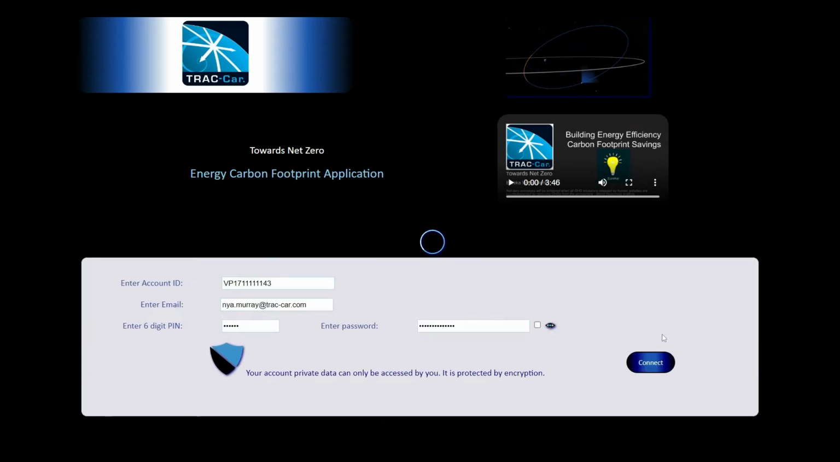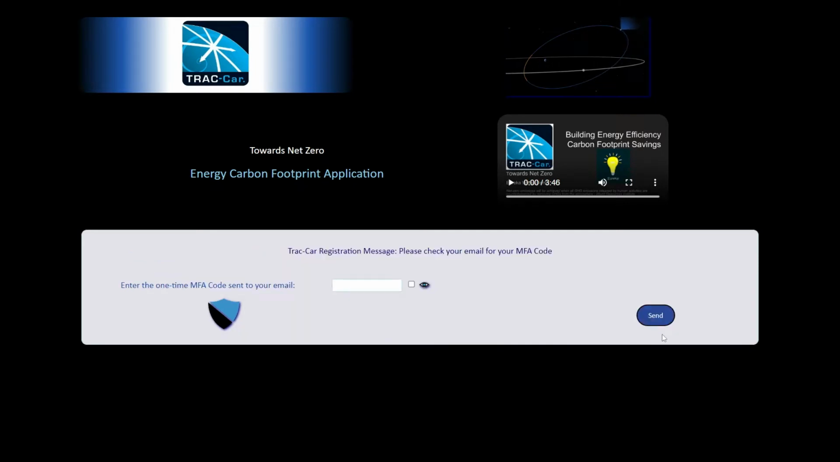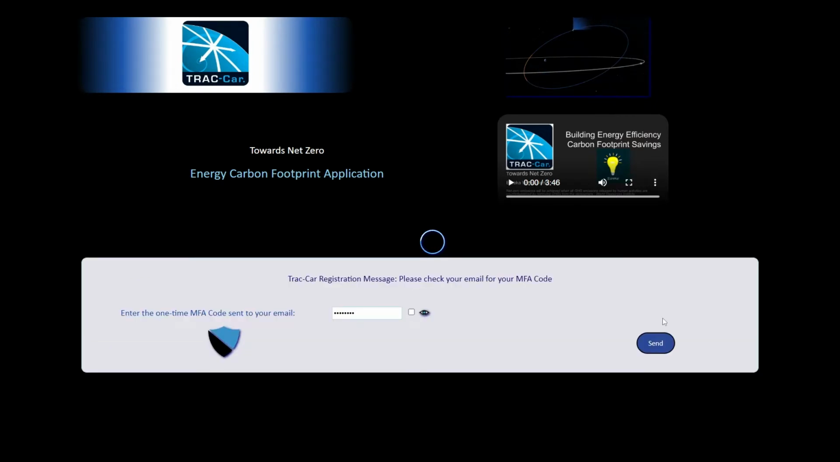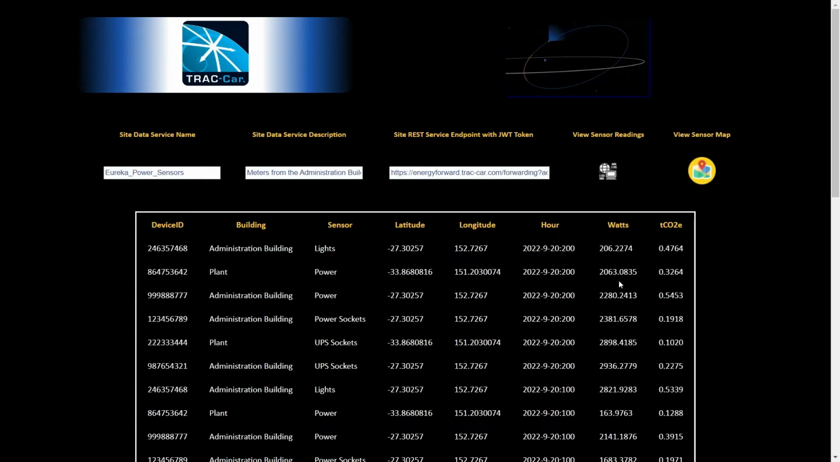Trac's energy and carbon footprint application collects data from meters and sensors. An admin interface, secured by encryption and multi-factor authentication, allows admin access to near real-time sensor readings. Energy consumption readings are also secured by tokens, encrypted credentials, and zero-trust network cybersecurity.